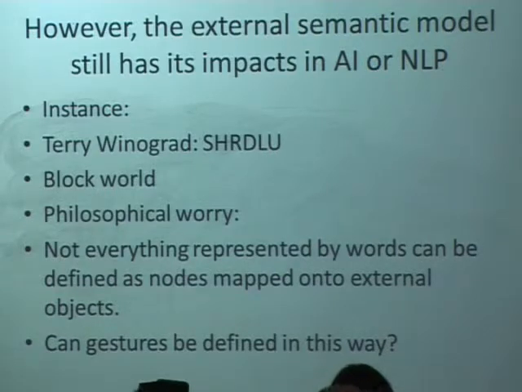Okay, why would philosophers like Wittgenstein have a philosophical worry about that? His worry is that not everything represented by words can be defined as nodes mapped onto external objects.